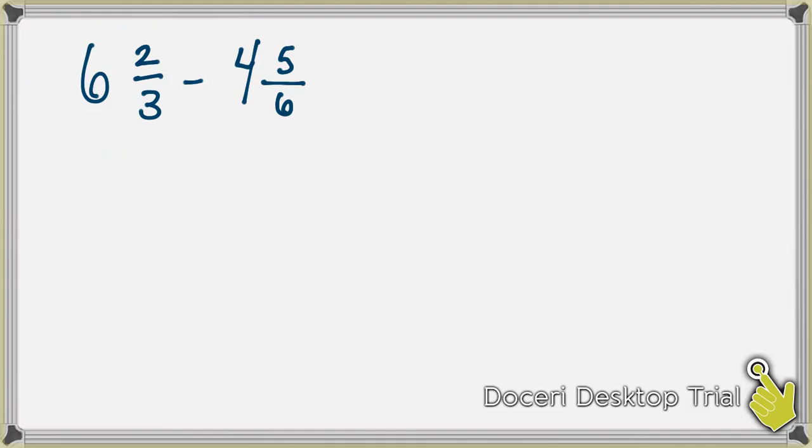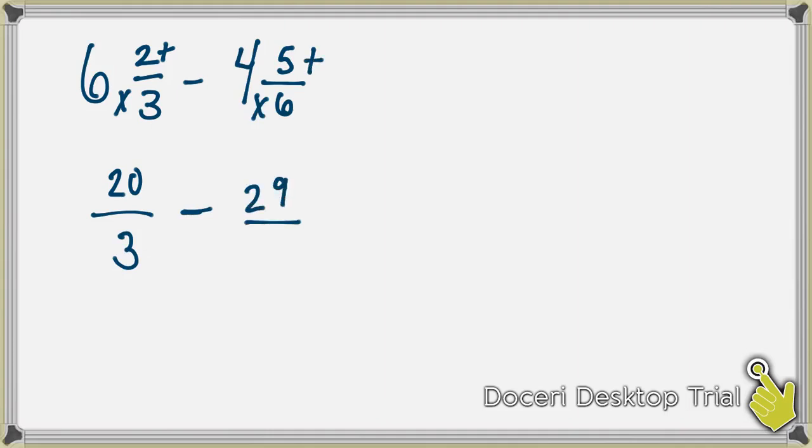So when the signs are different, which means you're going to actually technically be subtracting, you have to turn these into improper fractions. So I'm going to say 6 times 3 is 18 plus 2 is going to be 20, and then keep the denominator of 3. And then that minus sign, and then 4 times 6 is 24, plus 5 is 29 over 6. So far, we're on the right track. Now, though, the denominators are not the same. So I have to find a common denominator. So the common denominator is going to be 6.